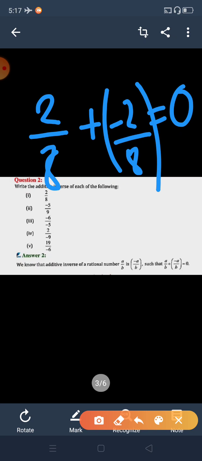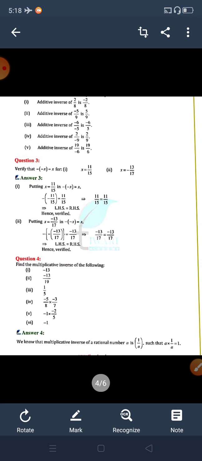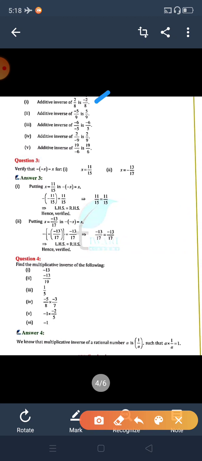Minus 5 by 9, additive inverse is 5 by 9. Minus 6 by minus 5, so minus minus cancel. You have 6 by 5, so the additive inverse of 6 by 5 is minus 6 by 5. 2 by minus 9, 2 by 9. 19 by minus 6, 19 by 6. Here are the answers: minus 2 by 8, 5 by 9, minus 6 by 5, 2 by 9 and 19 by 6. These are the additive inverses.